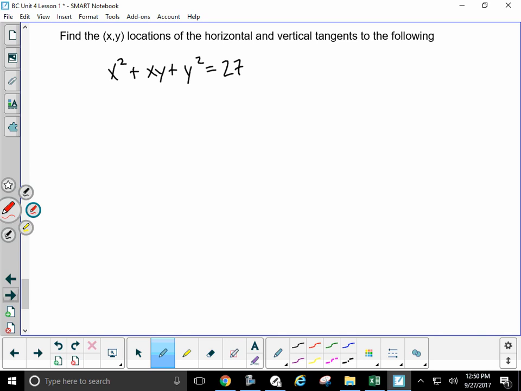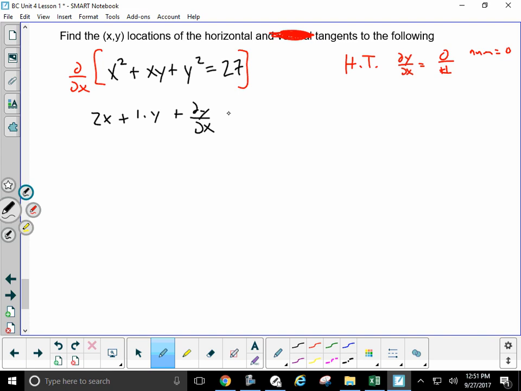This is a tougher one. Yeah, let's do the horizontal tangents for this one. Let's go ahead and find dy dx. And again, horizontal tangent is when dy dx equals 0, or 0 over a number. So we're going to set our numerator equal to 0. Don't forget the product rule.